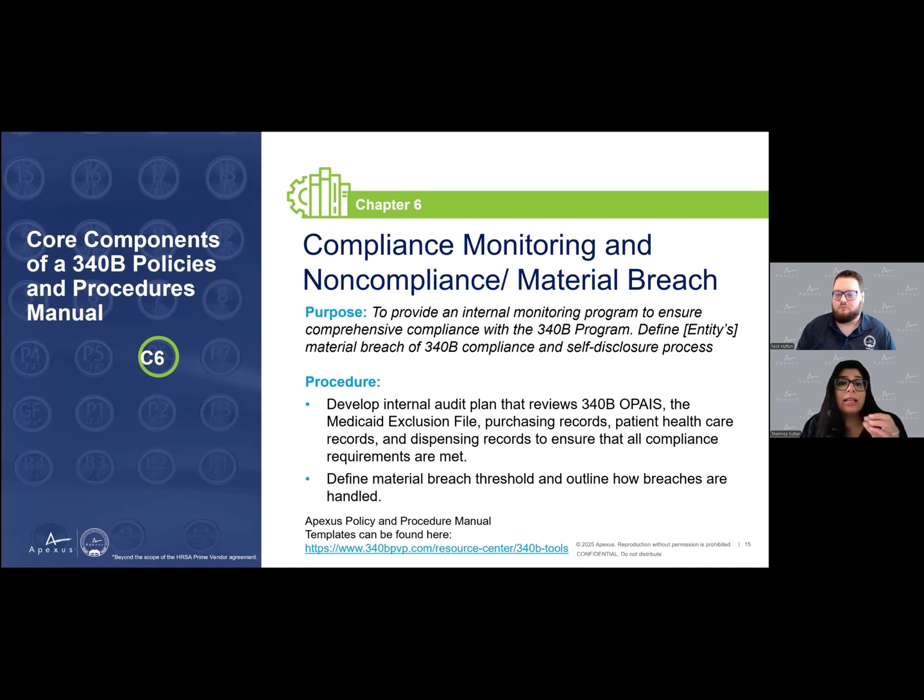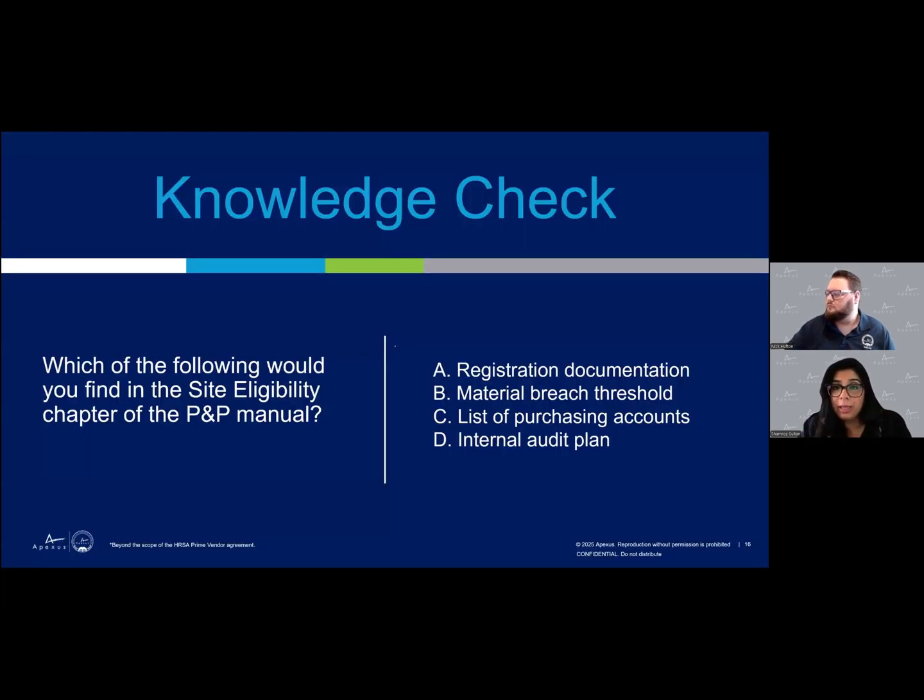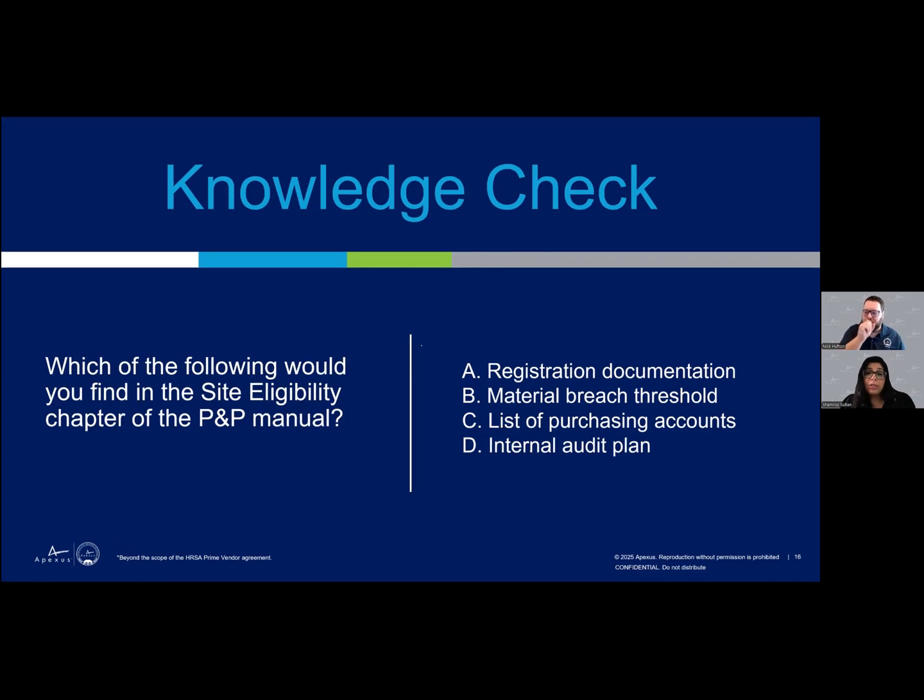All right, we've spent a good bit of time talking through the different areas of the 340B policies and procedures and what should be entailed in each of the sections. Now let's pause for a quick knowledge check to see how all of us are processing this information. So again, we'll utilize the chat to help gather the responses. Which of the following would you find in the site eligibility chapter of the policies and procedure manual? A, registration documentation, B, material breach threshold, C, list of purchasing accounts, or D, internal audit plan. And again, Judy will lean on you to help us gather those responses.